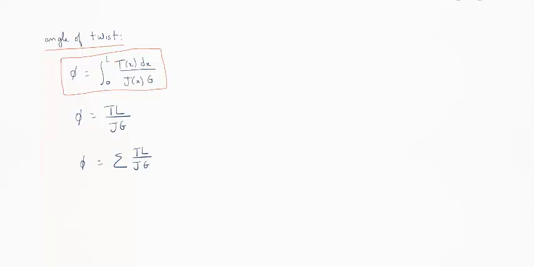So integrating this from 0 to L we get TL over JG, and let's say we have a shaft with multiple cross-sectional areas, or we have more than one torsion on the shaft. To get the final twist we just sum the angles of twist.